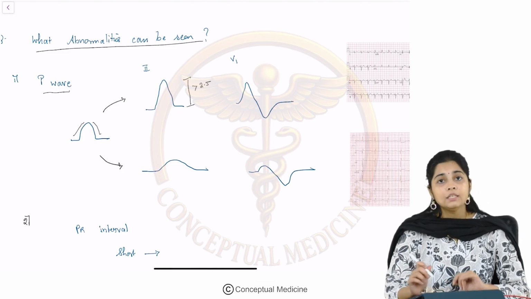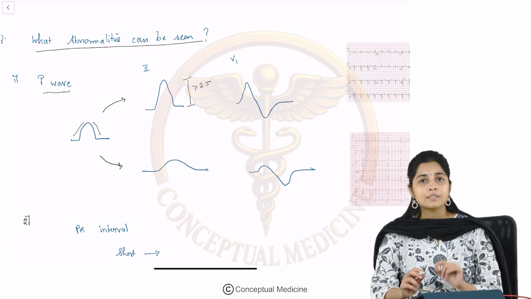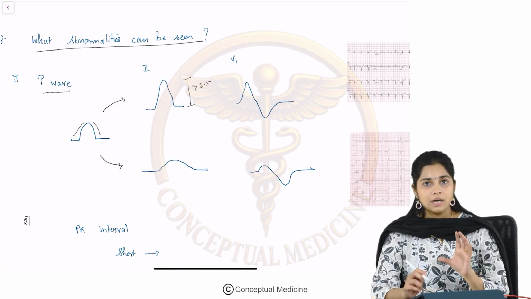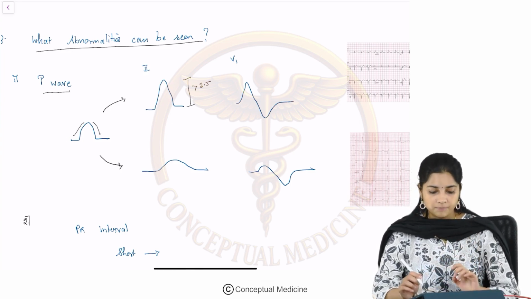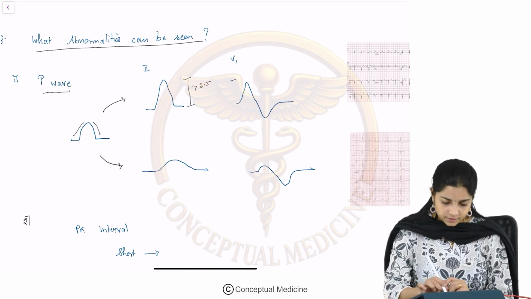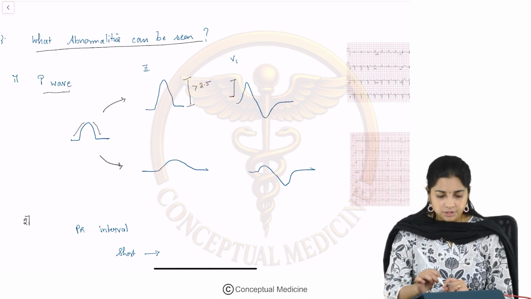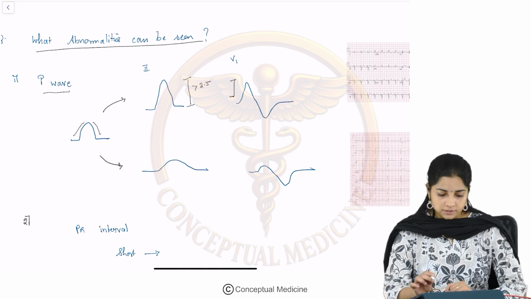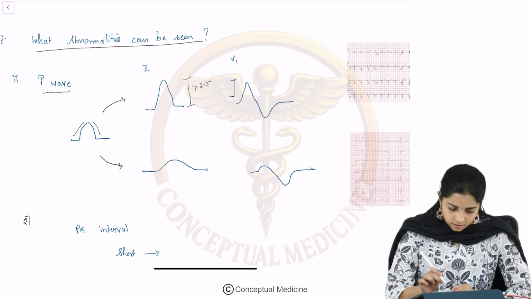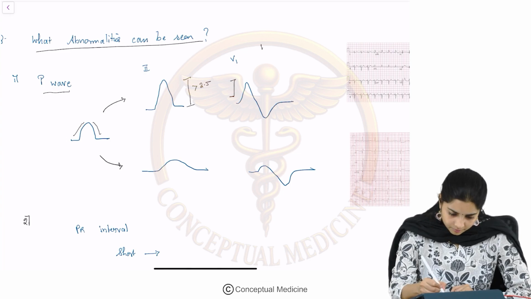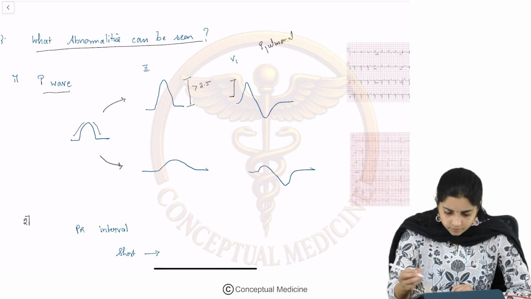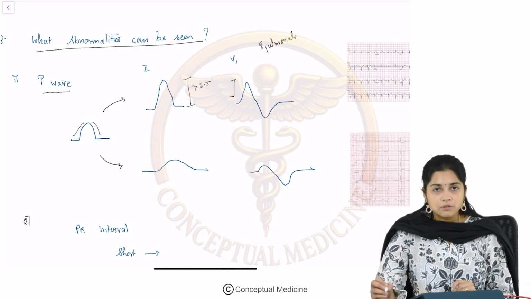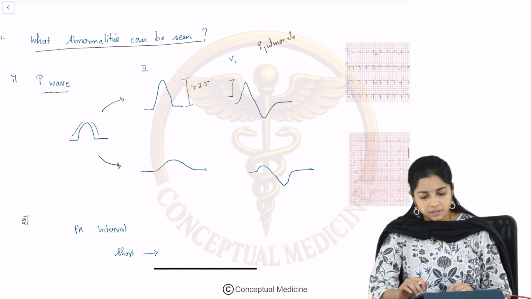We know that the normal height of the P wave is less than 2.5 small boxes. When the height has increased, or in lead V1 the first positive deflection is much taller, this is what we call the P pulmonale.